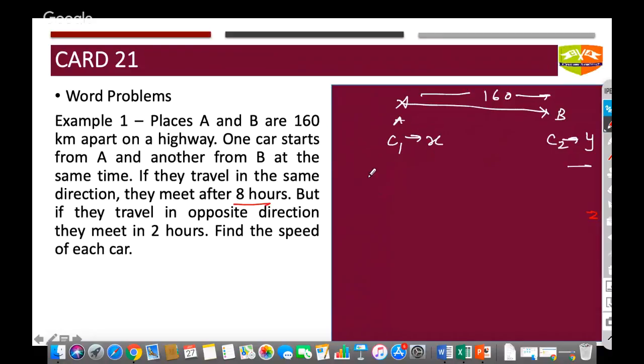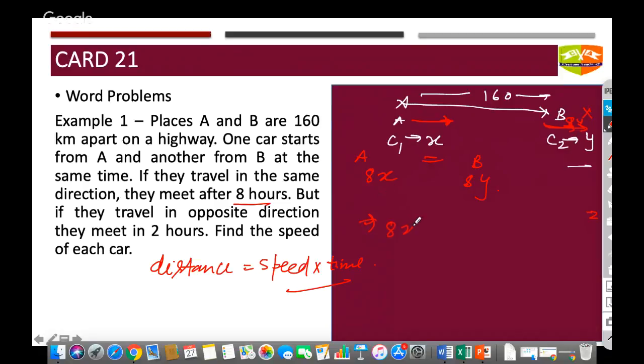So distance traveled would be how much? Distance traveled by car A would be 8x. I'm writing the formula here. Distance is equal to speed into time. And distance traveled by car B would be, suppose the speed is y, so 8y. Now what happens is, if they are going in the same direction, if A is moving towards B and they are meeting here, the distance traveled by B is 8y and the distance traveled by A is 160 plus 8y. So 8x is equal to 160 plus the distance traveled by B, which is 8y. So 8x minus 8y comes out to be 160, or x minus y comes out to be 20. This is my first equation.